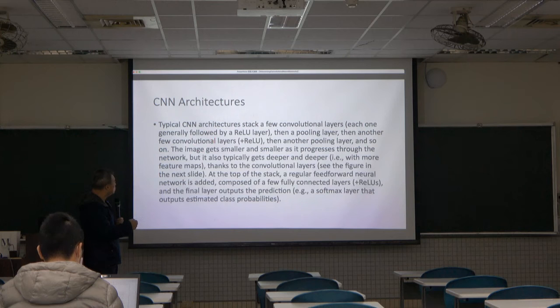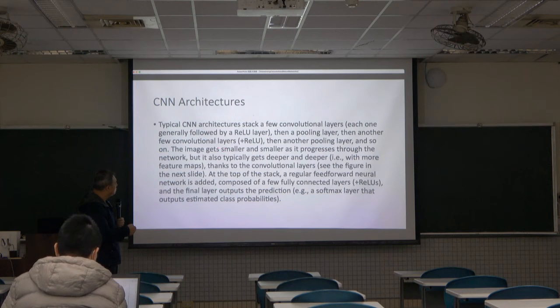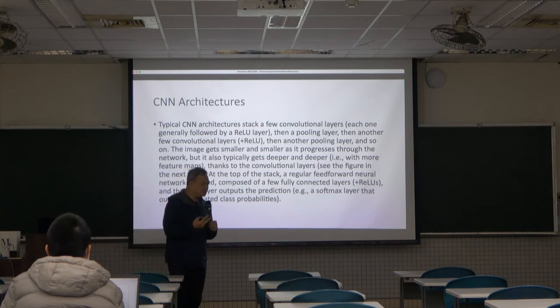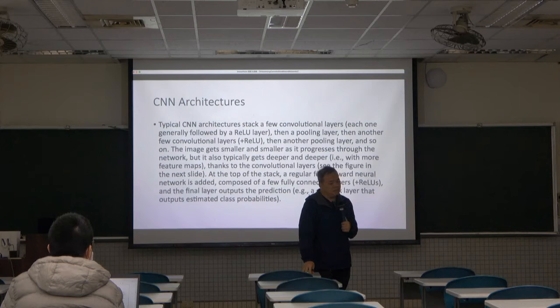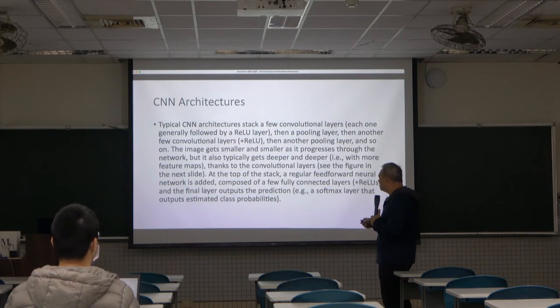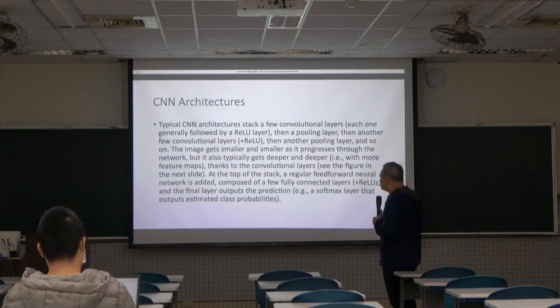Through this process, the image will get smaller and smaller. The reason the image gets smaller and smaller may be contributed by two factors. One is obviously the pooling layer, because the pooling layer is doing the subsampling. The other possibility is that you may have a large stride in the convolutional layer, which also helps you reduce your feature map size. So the feature map size becomes smaller and smaller as it progresses through the network.